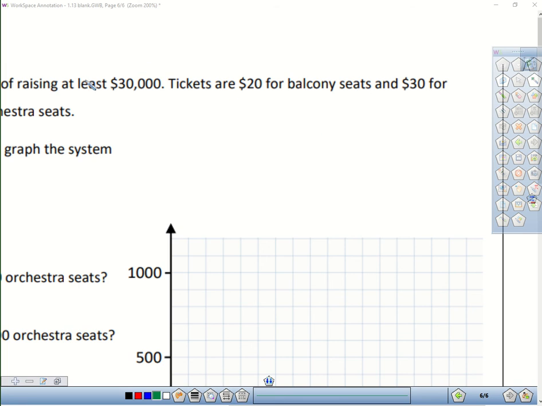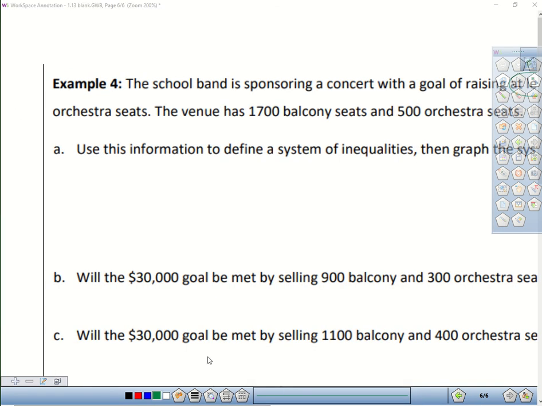So first thing we're looking at is I see the words at least. So when they say that, are they okay with making more than $30,000? Yes, they're just not okay with making less than $30,000. Now, tickets are $20 for balcony seats. Let's call balcony seats by the variable x. And let's call orchestra seats by the variable y.